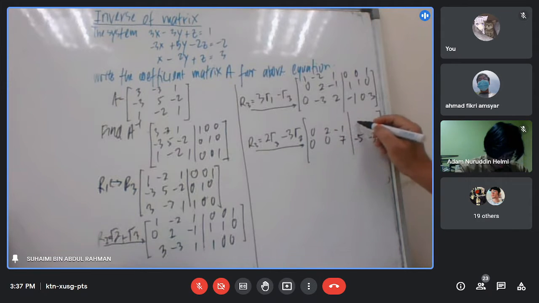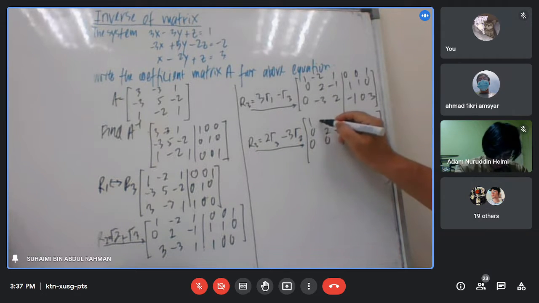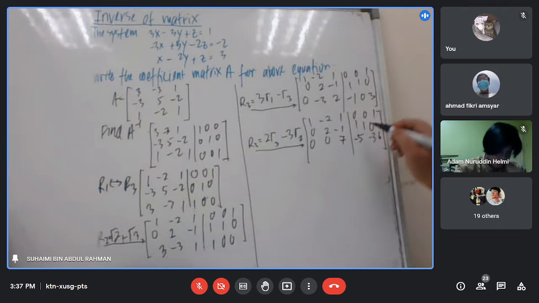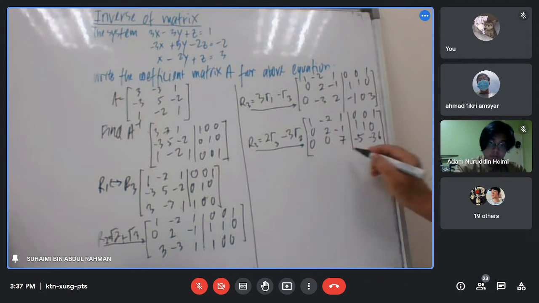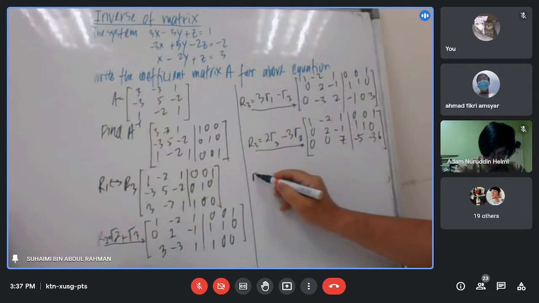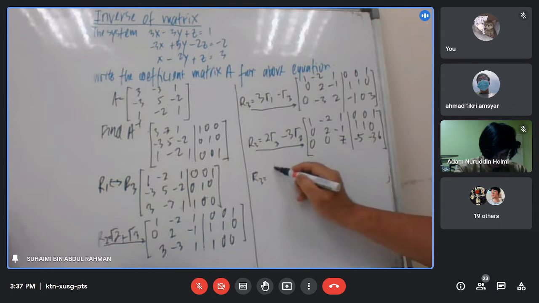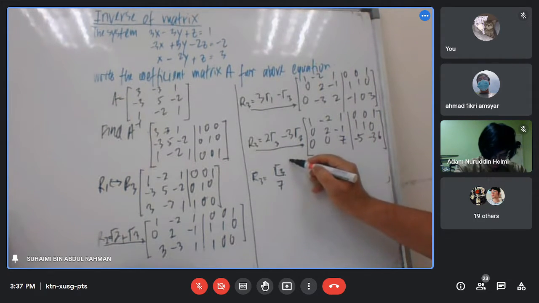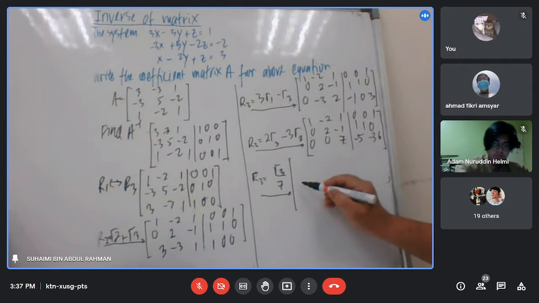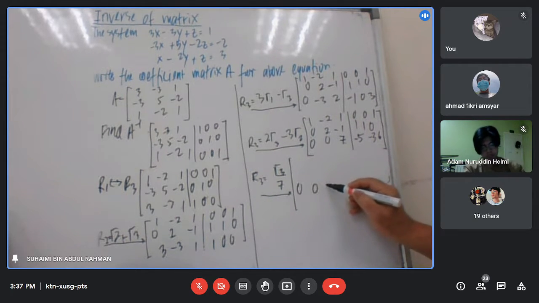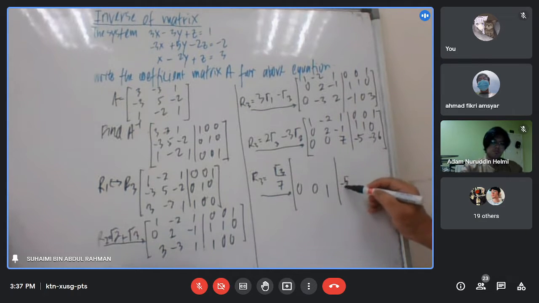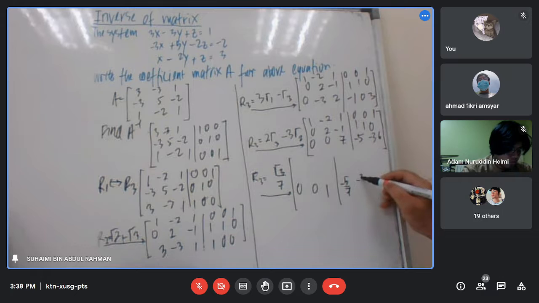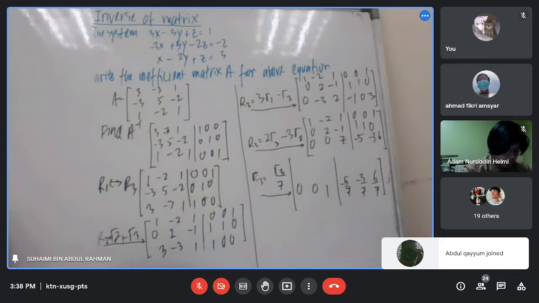0, 2, minus 1, 1, 1, 0. 1, minus 2, 1, 0, 0, 1. Now to make 1 here is easy. So row number 3, we need to change again by row number 3 divided by 7. So we get 0, 0, 1, minus 5 over 7, minus 3 over 7, 6 over 7.